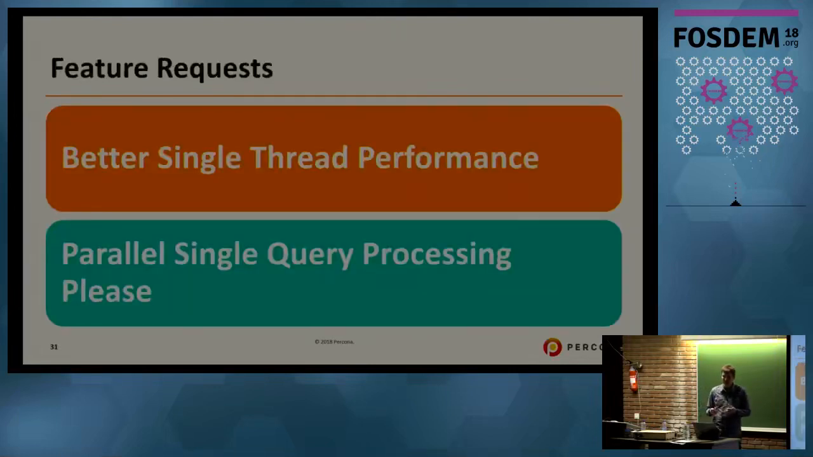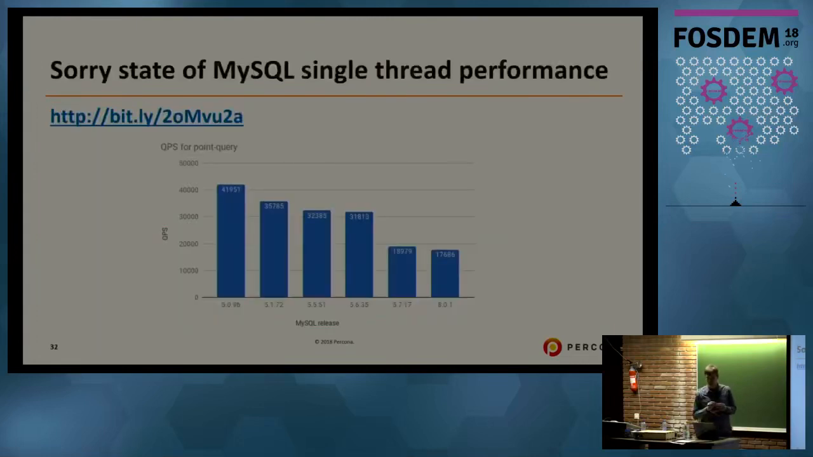Okay, now things which are not so great, I'll call them feature requests. The single thread performance still sucks, and we don't have parallel query support as of yet, right? And hopefully that will get to the roadmap sometime soon.